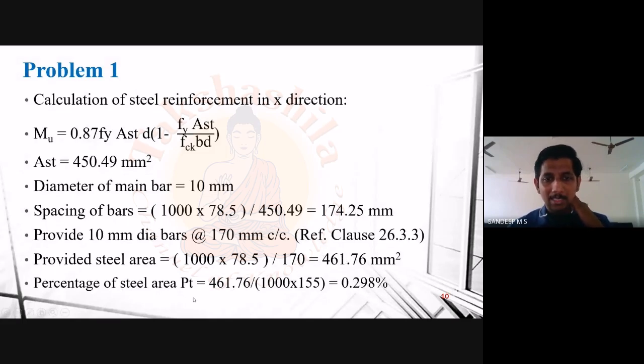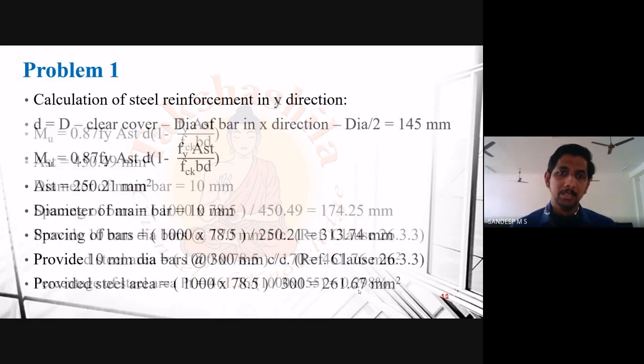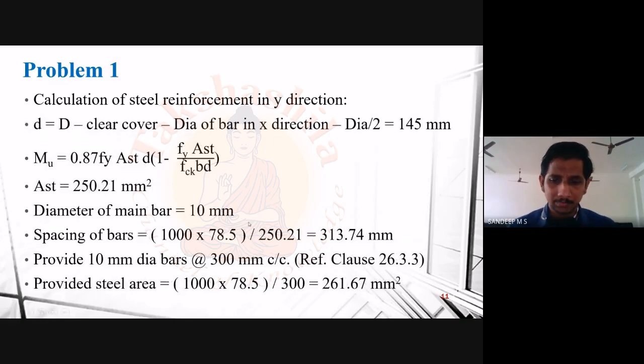Then you have to calculate the percentage of steel area also, which in this case is coming around 0.298. Why were we calculating the percentage of steel area and other things? Because if you remember, initially we made an assumption regarding the overall depth, and we have to ensure that it is safe in control of deflection. So for that, we are calculating the PT for calculation of FS. So I hope you remember these things.